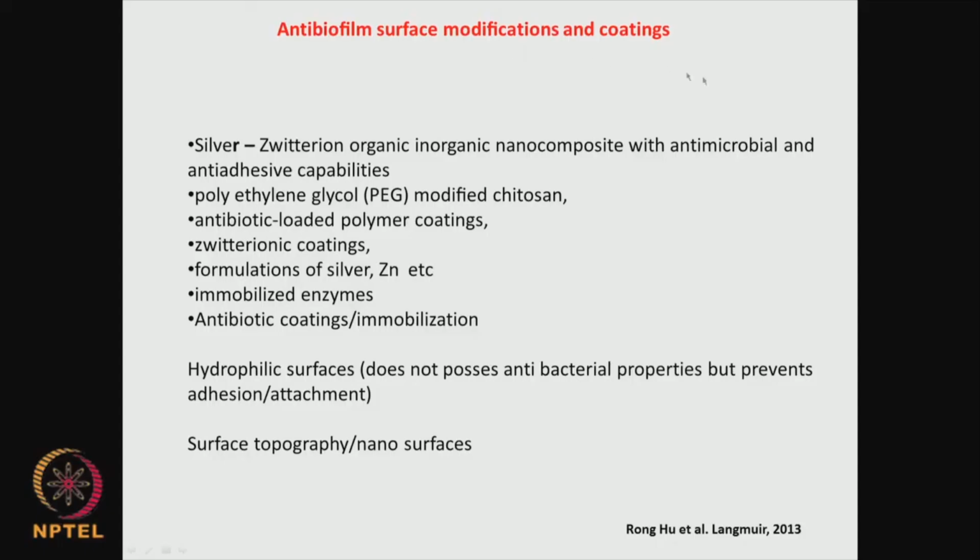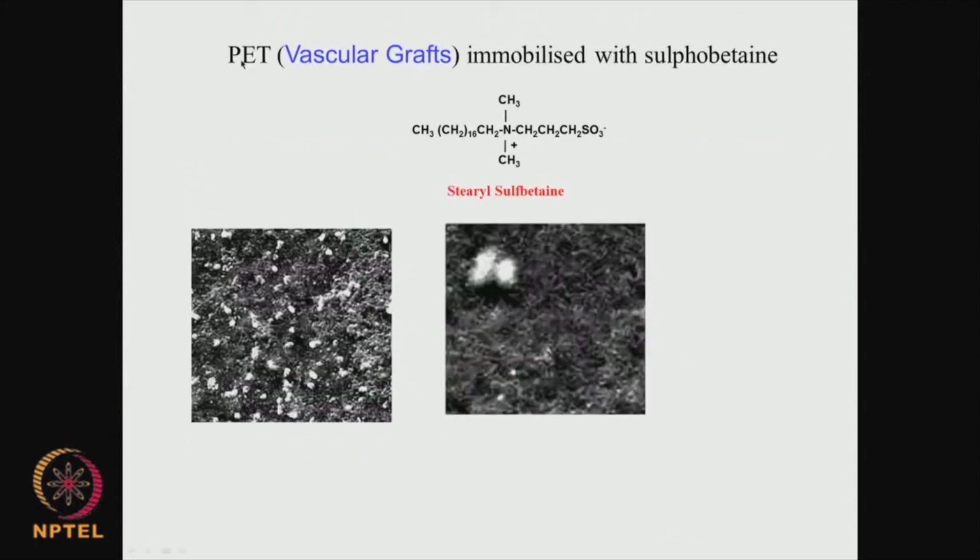So, different approaches have been looked at, and I gave you examples of some of these approaches in the previous class. We will look at a few more of these approaches. For example, polyesters, or polyethylene terephthalate. This is a polymer, a terephthalic polymer. This is quite a lot used in large diameter vascular grafts.